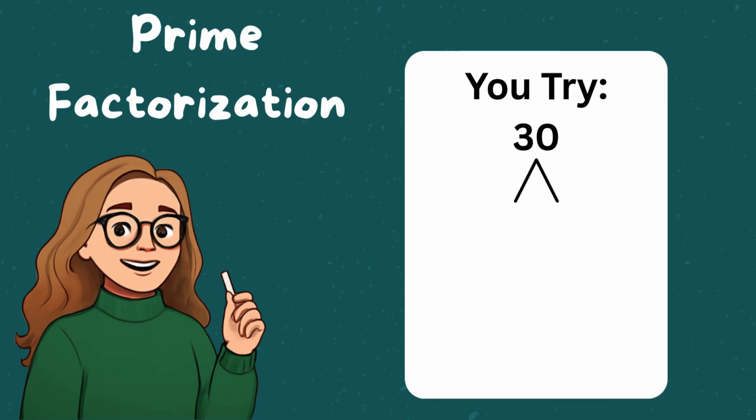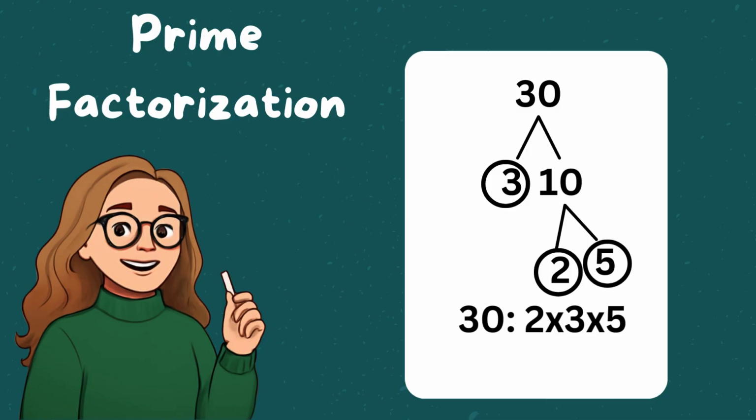Now's your chance. Let's try the number 30. You pause the video here and list out the prime factorization of 30. If you wrote 2 times 3 times 5, you're correct. Now, your tree may look different than my tree. I chose 3 times 10. 3 is a prime number, so I circled it. Then I factored the number 10, which gave me 2 times 5.